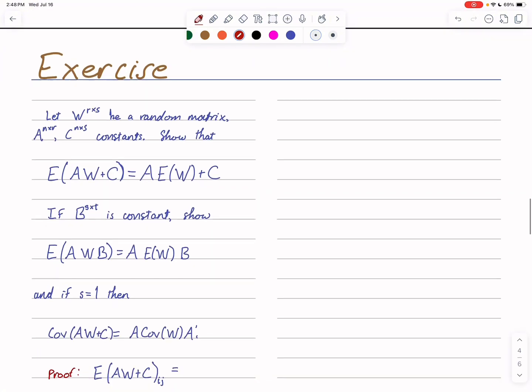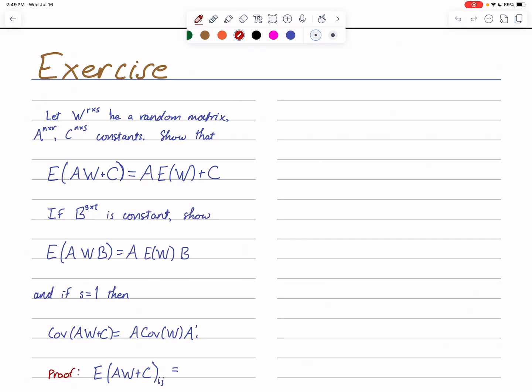But let's end this on an exercise, the very exercise that I was promising would derive that earlier equation. So we are going to let W be an R by S matrix of random variables. This is just some notation. You may or may not have seen this notation where I write the symbol with a superscript R cross S; that's just notation telling you the dimensions of this matrix.